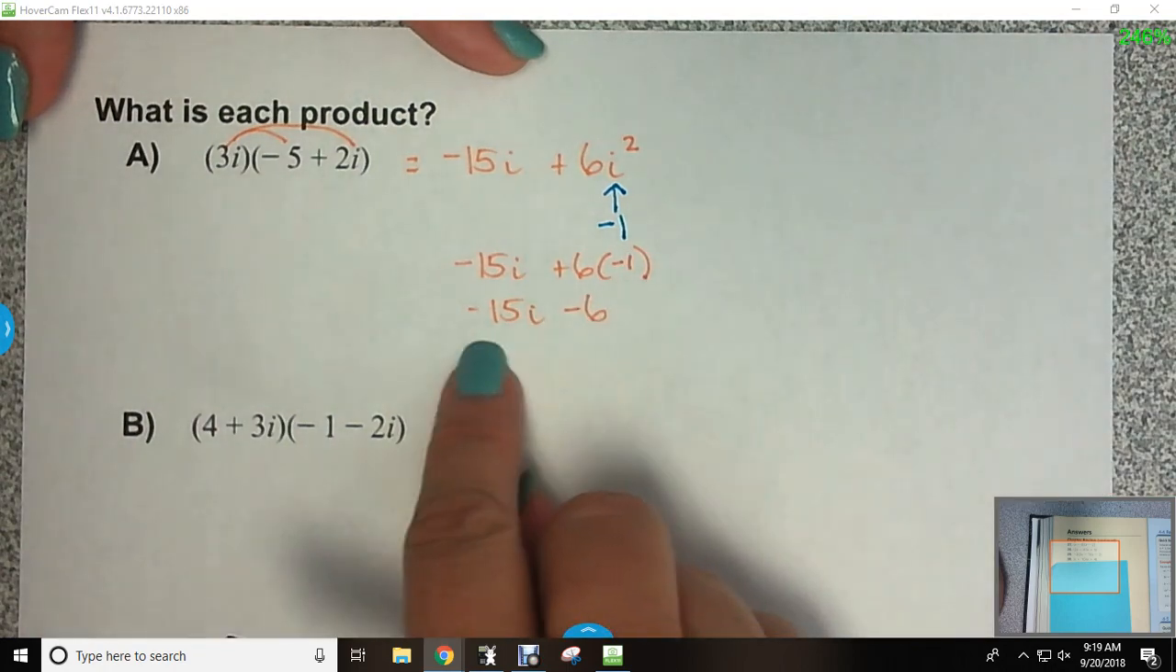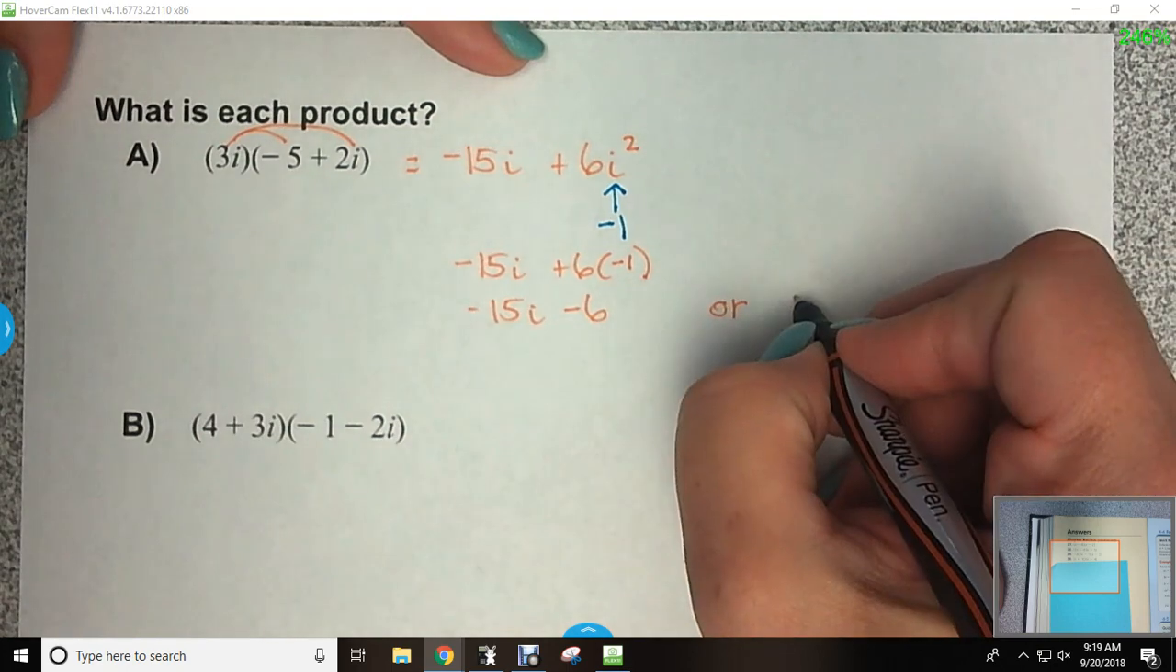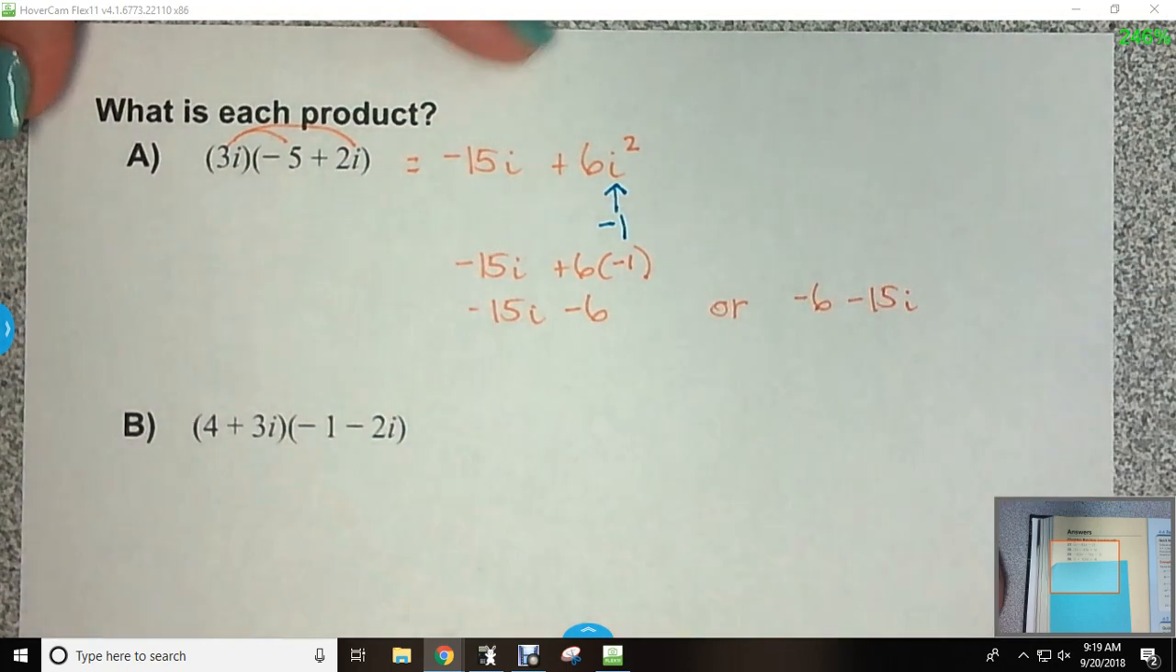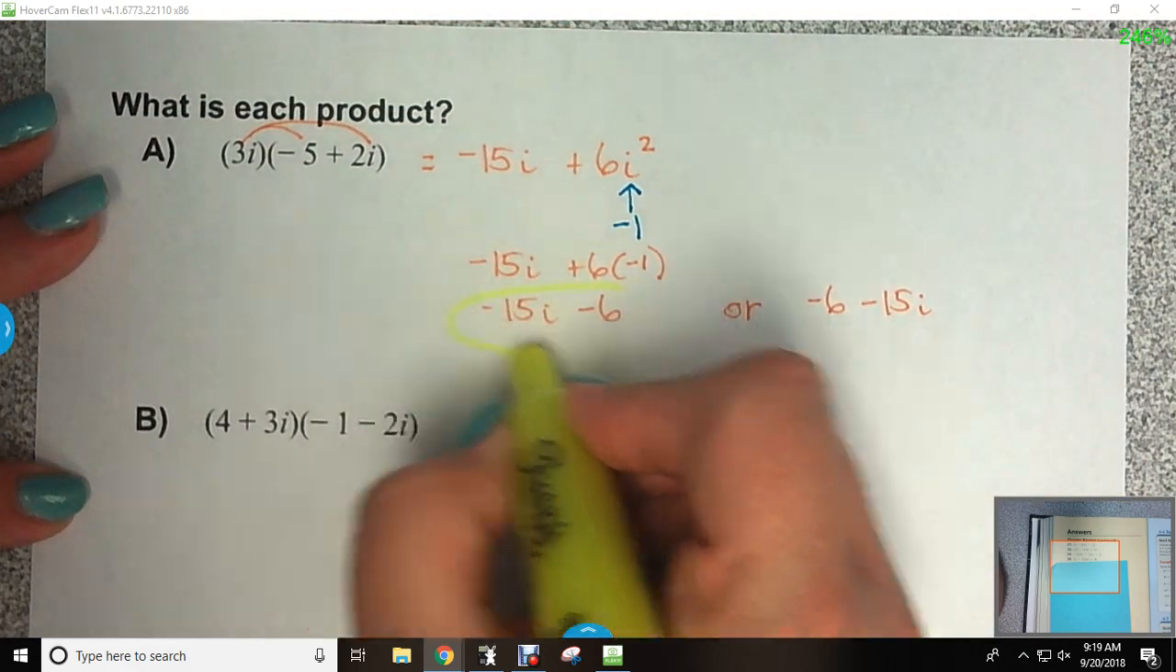And you can leave your answer just like that. Or if you want to rewrite it so your real number is first and your imaginary number comes second, that's fine too. But either way is fine.